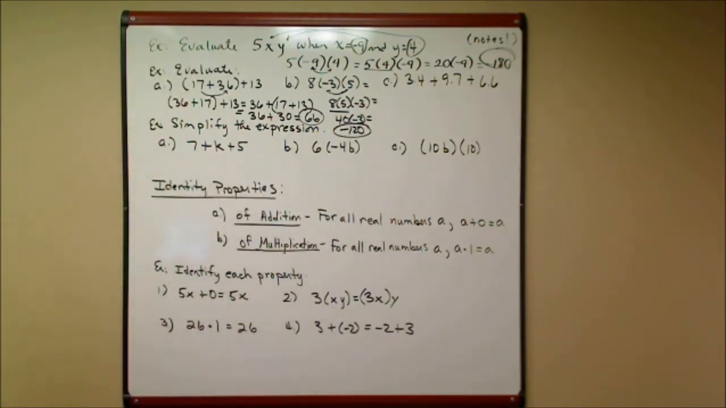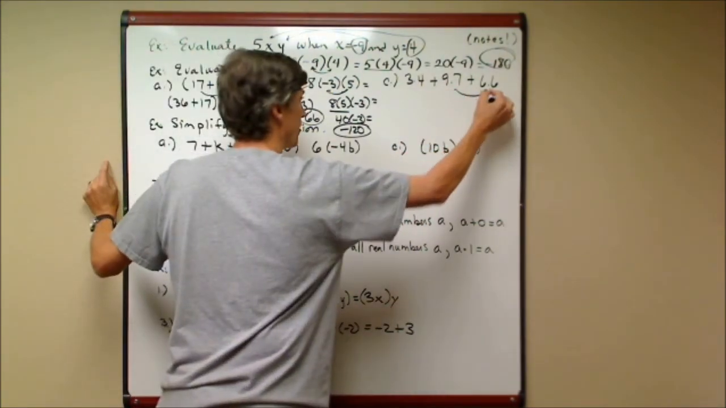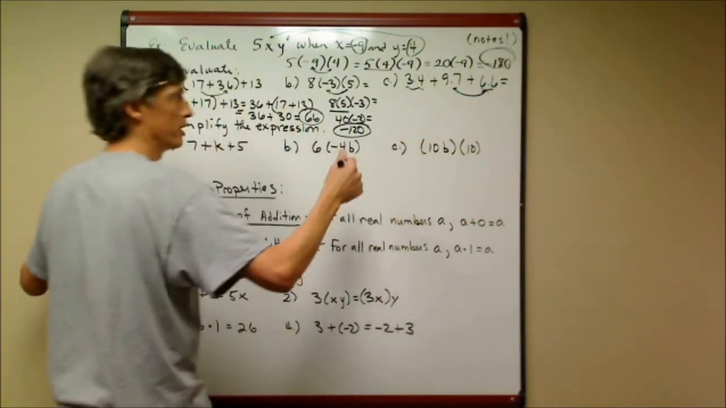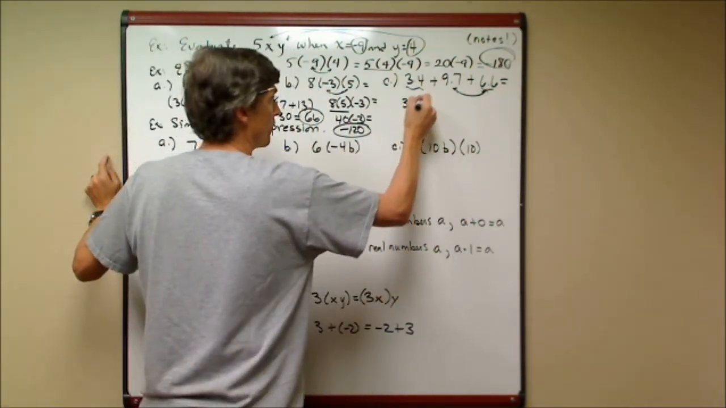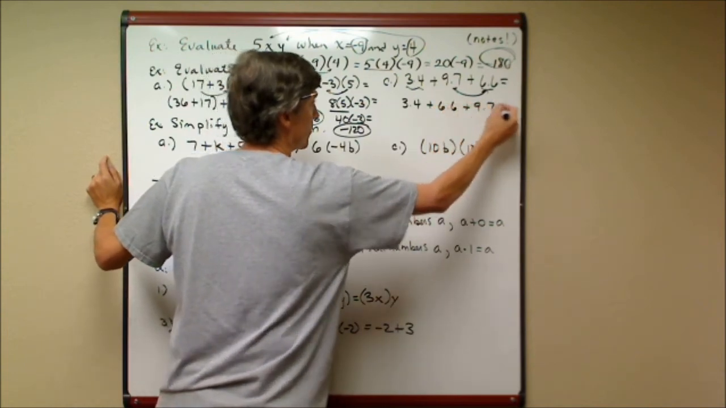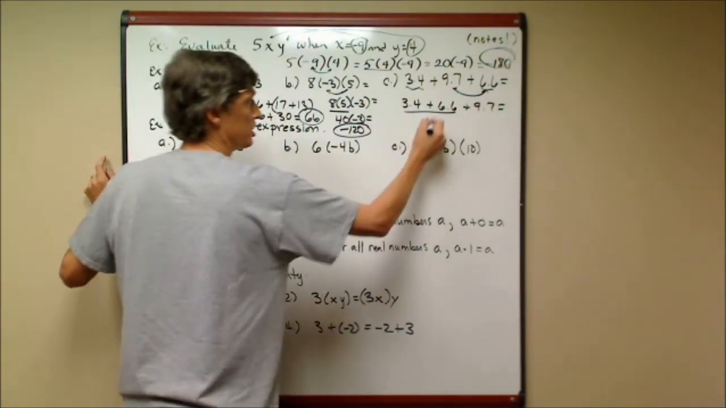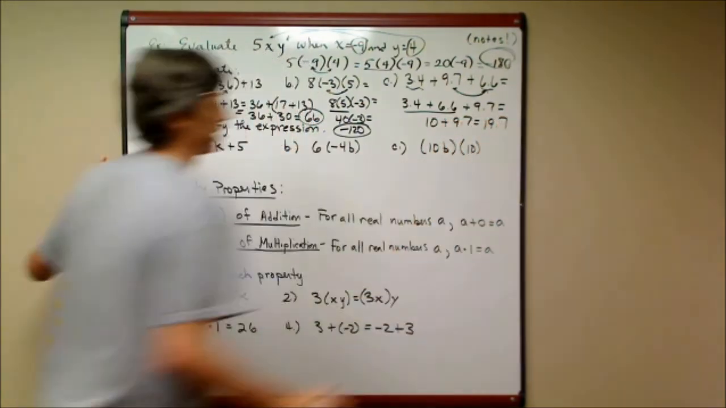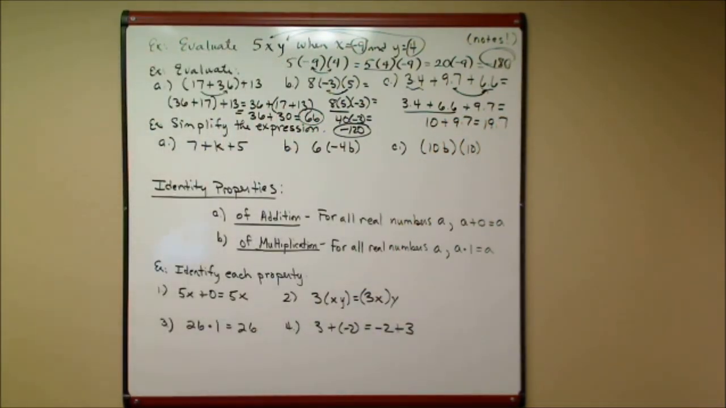Here's another good example where I might use the commutative property. If I change the order here, I notice that this number and this number will come out to be a nice round amount. This is going to be 3.4 plus 6.6 plus 9.7. Now if I add those, that's just 10, and 10 plus 9.7, that's 19.7. That comes out to a nice round amount. A nice easy problem.